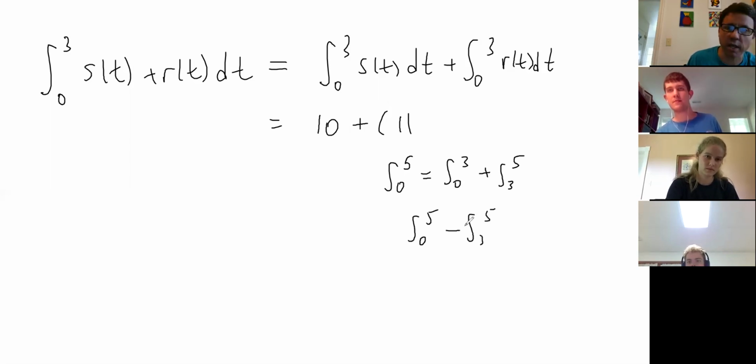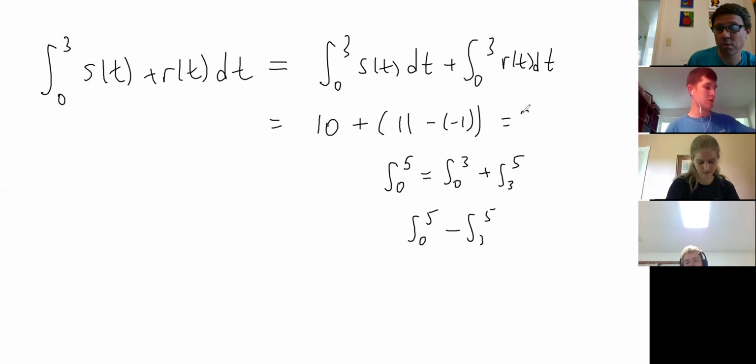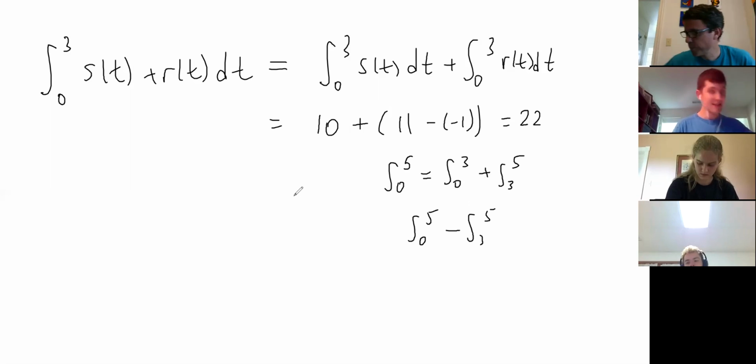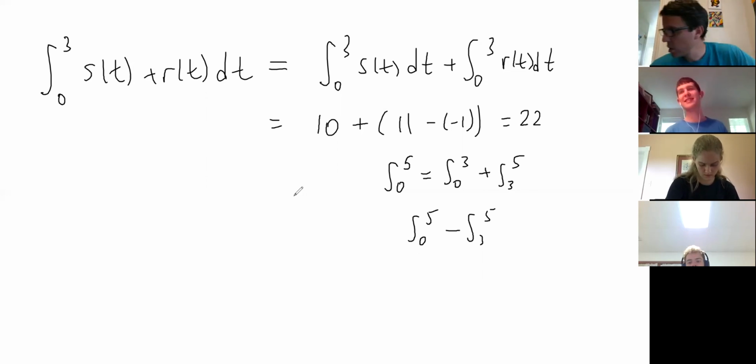So 0 to 5 is 11. 3 to 5 is -1. So negative 1. So 22? Yeah, but according to the back of the book, it's 24. And number 25, according to the back of the book, it's -7, and I got 0. Okay.